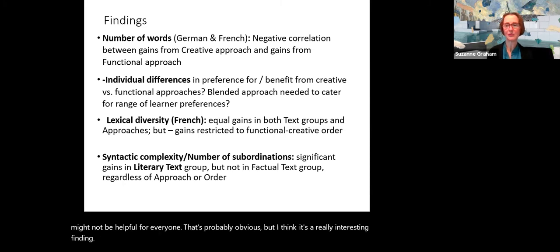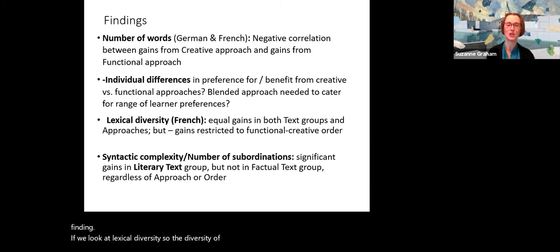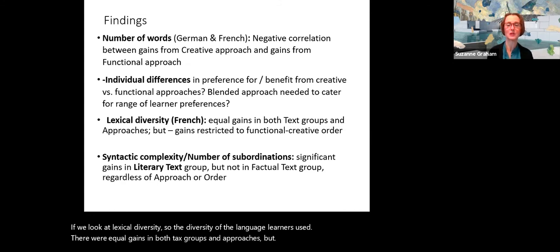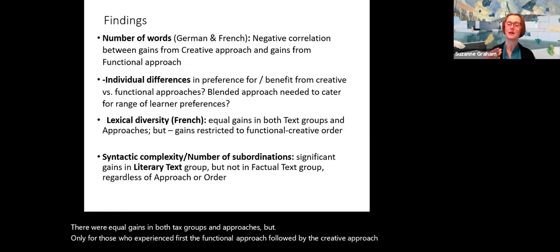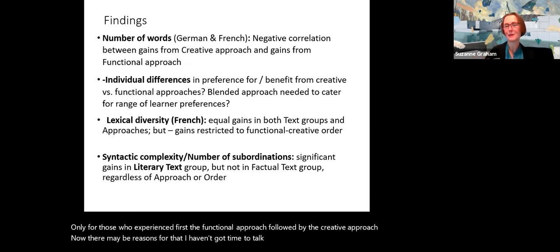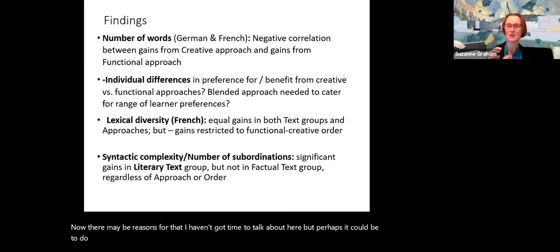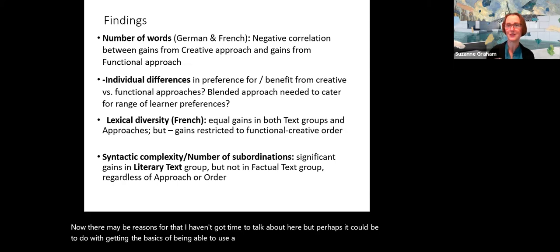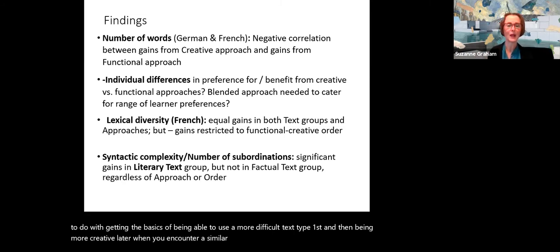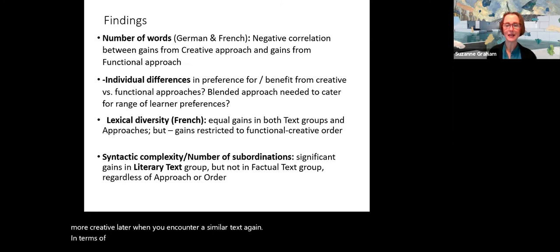If we look at lexical diversity, so the diversity of the language learners used, there were equal gains in both text groups and approaches, but only for those who experienced first the functional approach, followed by the creative approach. Now, there may be reasons for that I haven't got time to talk about here, but perhaps it could be to do with getting the basics of being able to use a more difficult text type first, and then being more creative later when you encounter a similar text again. In terms of grammatical complexity, there were similar significant gains in the literary text groups in both languages, but not the factual text group.